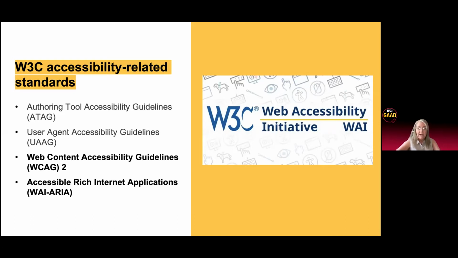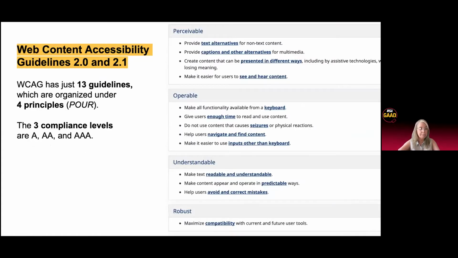Accessible Rich Internet Applications, or ARIA, is technology used to convey user information, behaviors, and structural information to assistive technologies such as screen readers. You can think of it as a supplement to HTML, adding attributes like states and properties to otherwise static HTML elements. WCAG 2.0 and 2.1, which was published in June 2018, are stable, referenceable technical standards.